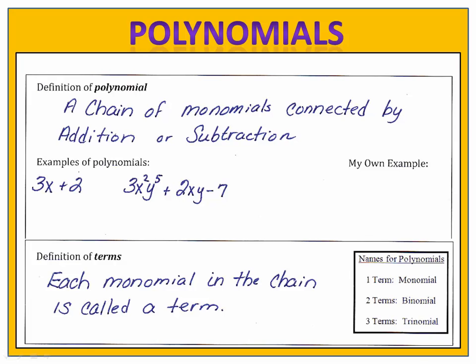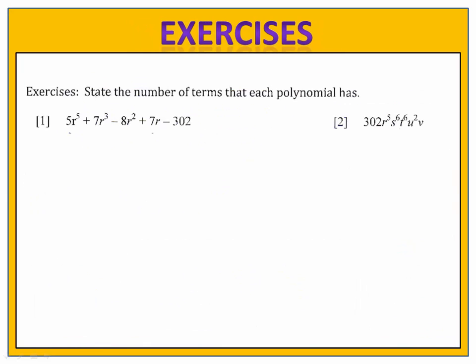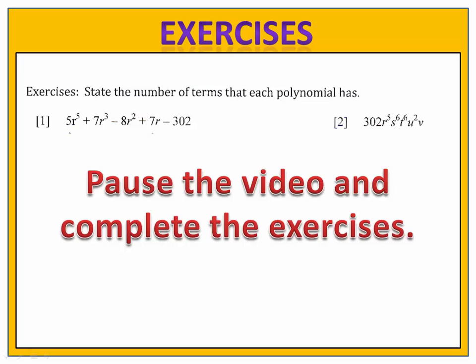Sometimes when we have a polynomial, we'll refer to it based on the number of terms that it has. Most commonly, 1 term is a monomial, 2 terms is a binomial, and 3 terms is a trinomial. In exercise 1 and 2, we want to determine the number of terms that each polynomial has. Please pause the video here, count the number of terms in each example, and then come back and we'll see how you did.